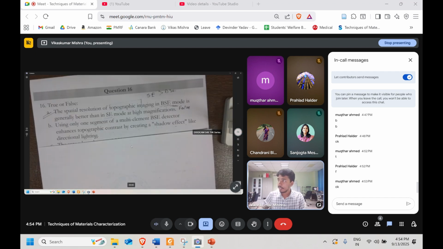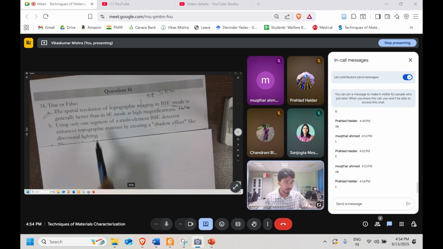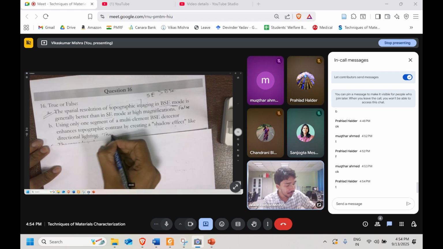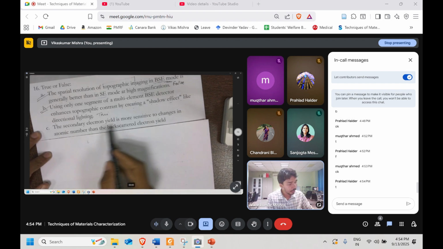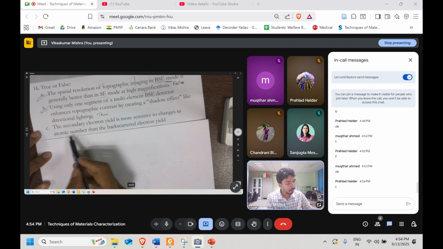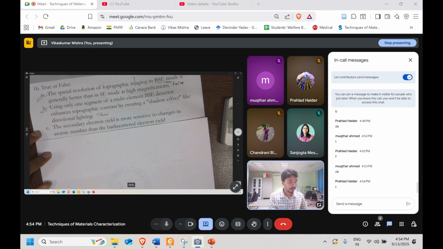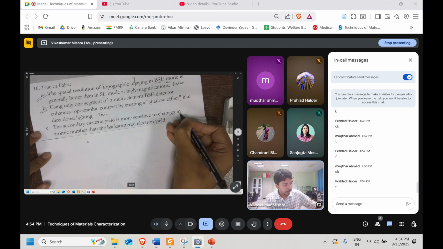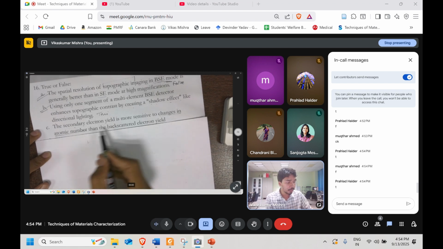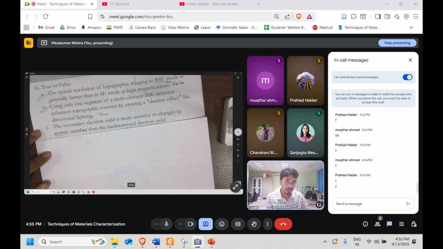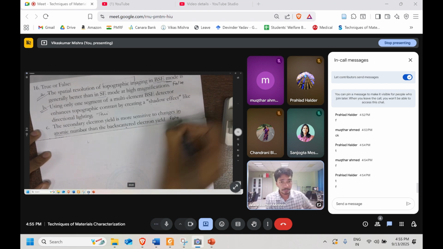So this is what our question is saying, that using only one segment of the multi-element BSE detector enhances the topological contrast by creating the shadow effect, like directional lighting. Is it true or false? It's true, right? Very good, Pellam. That's great. Now, the secondary electron yield is more sensitive to change in the atomic number than the backscatter electron yield. More sensitive to change in atomic number. What do you think? Is SE more sensitive to atomic number or BSE more sensitive? Is it right or wrong? False, right? Very good. Great, brother.